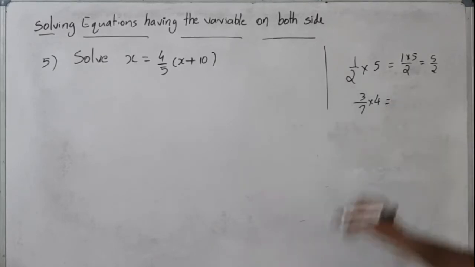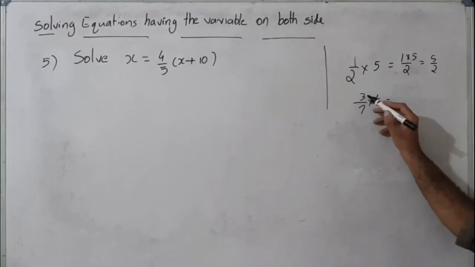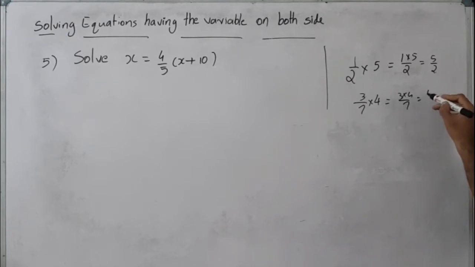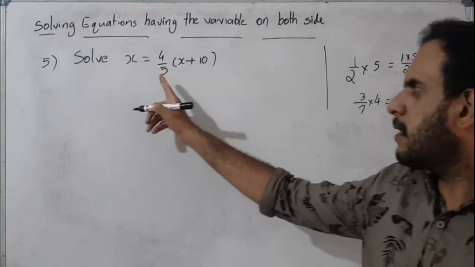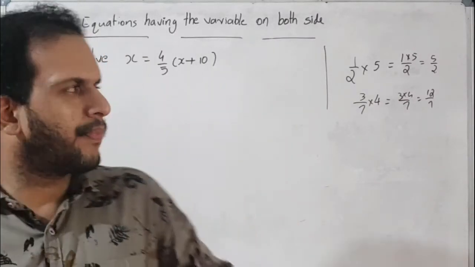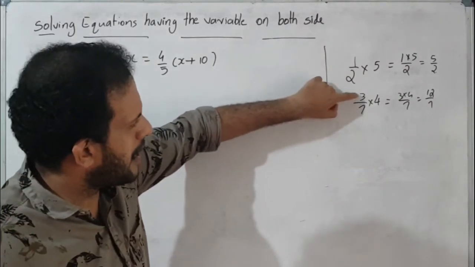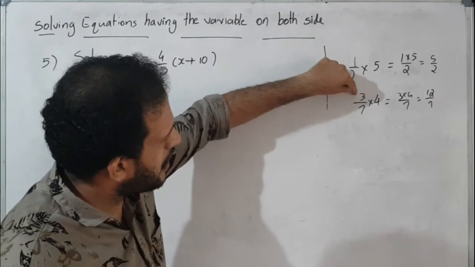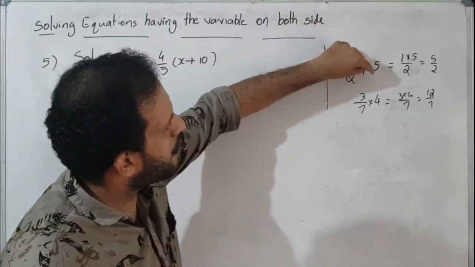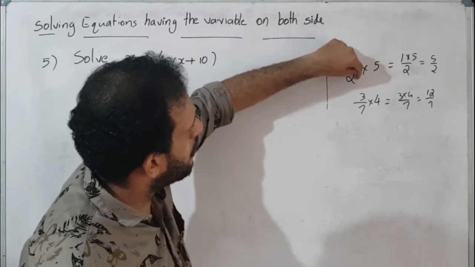Okay? Then 3 by 7 into 4. What is 3 by 7 into 4? We write it like this: 3 into 4 by 7, that is 12 by 7. Correct? 12 by 7. So 3 by 7 into 4 means 3 into 4 by 7, and 1 by 2 into 5 means 1 into 5 by 2.